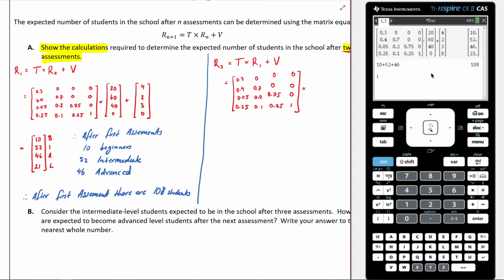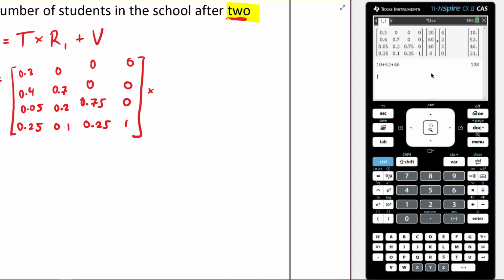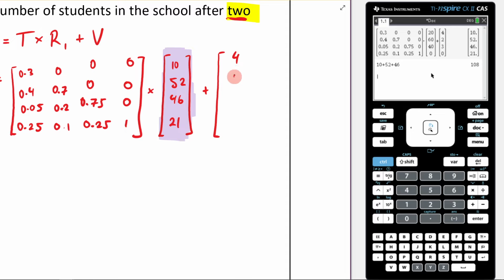Let's do some color coding to make our lives a bit more exciting, shall we? This one here, I'm now going to bring that over here. So 10, 52, 46, 21. So we come over here. 10, 52, 46, 21. That is my R1. So let me just color code it so you can see that's the same thing as what we had back over there. And then you have to plus V. So, you know, after each assessment, these are the kids that are coming to the school. 4, 2, 3, 0. Bang.